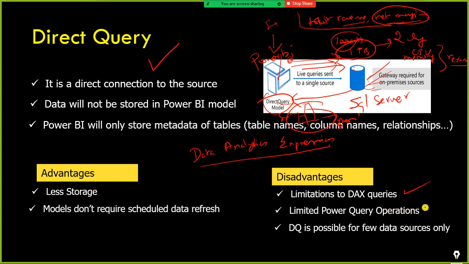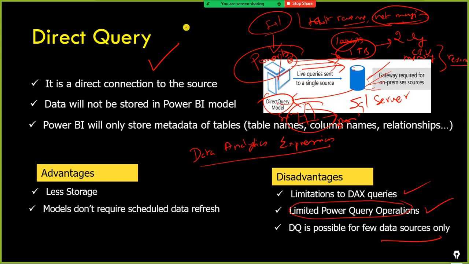The next one is limited Power Query operations. I'm talking about the Power Query Editor. Even in the Power Query Editor, you cannot split the column. You cannot merge the column. If you try to merge the column, Power BI will not generate the SQL query. That is one pain. Another disadvantage is that direct query is possible for only a few data sources. You cannot use the direct query connectivity mode for MySQL and some other source systems.